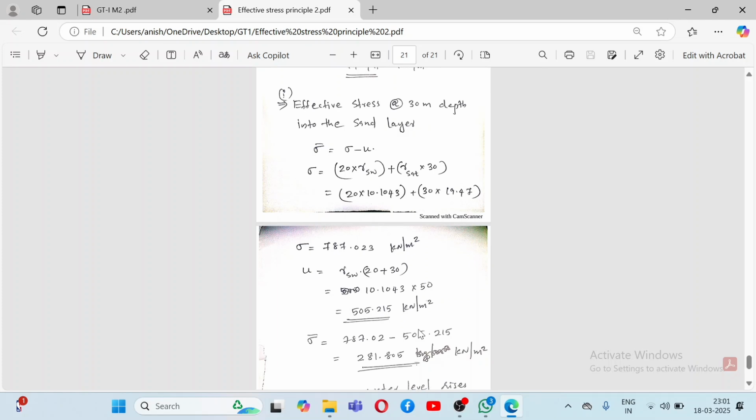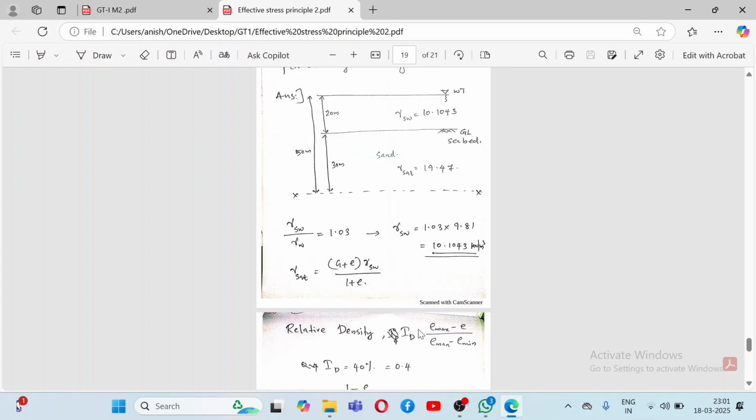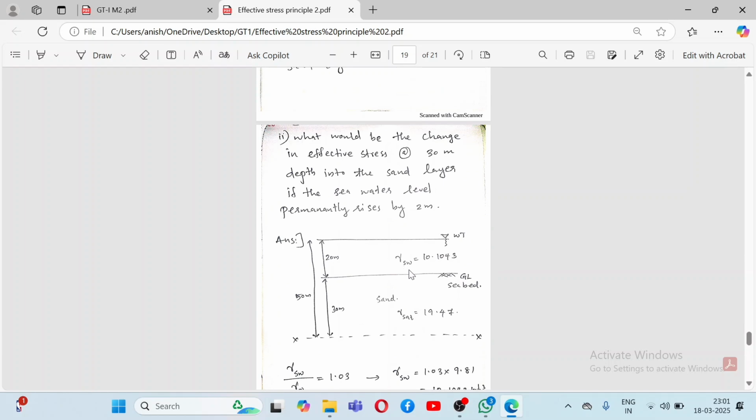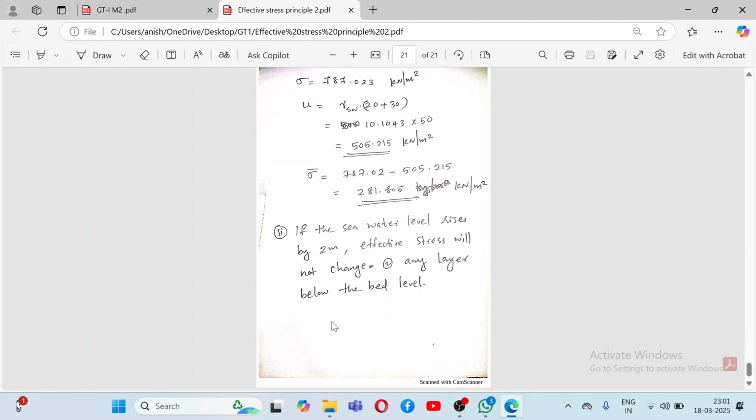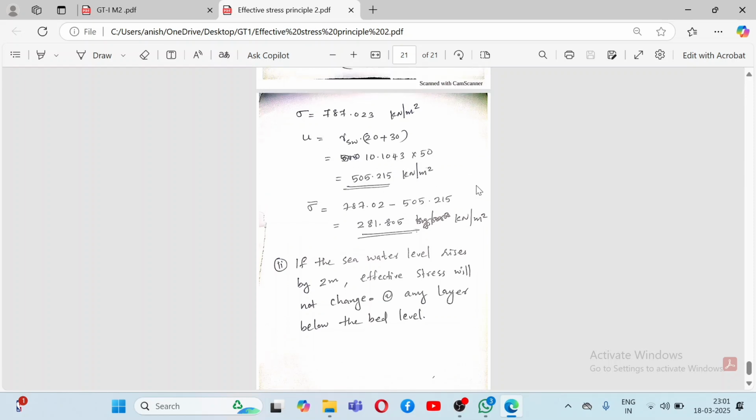u is gamma SW multiplied by (20 plus 30). So you get the value as 505.215 kilonewton per meter square. Then effective stress equals 787.02 minus 505.215, so you get the answer 281.80 kilonewton per meter square.